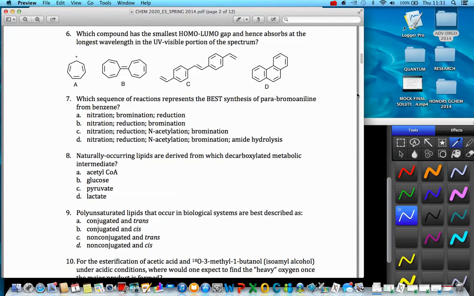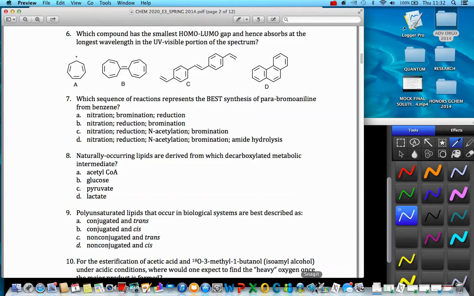Okay, now we're asked which compound has the smallest HOMO-LUMO gap. It's the one that's the most conjugated. We can count all these if you wish, but it's going to be C. In C, you have 4, 5, 8, 9 that are conjugated. B is the only one that's really close. It has 7. D also has 7. A has 3. So number 6, the best answer choice, is clearly going to be C.